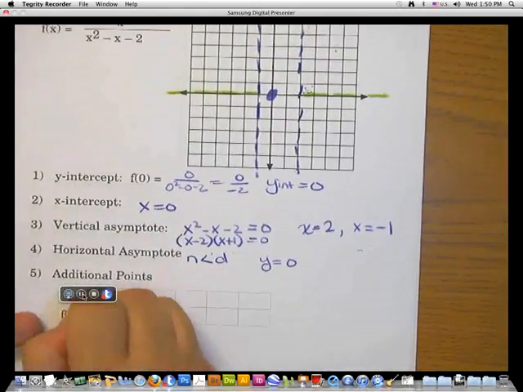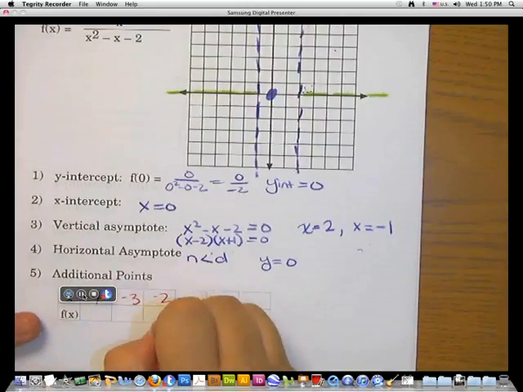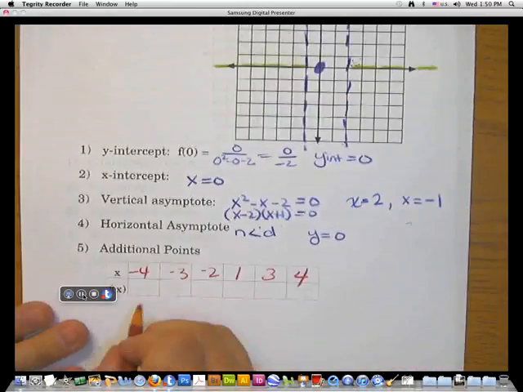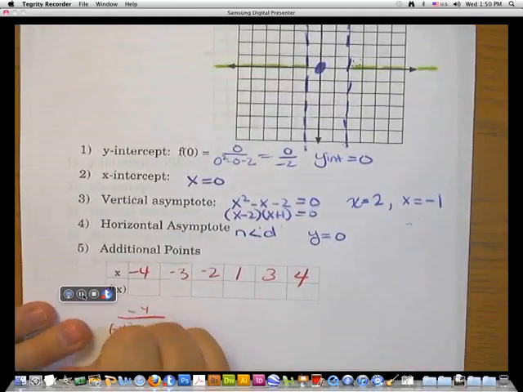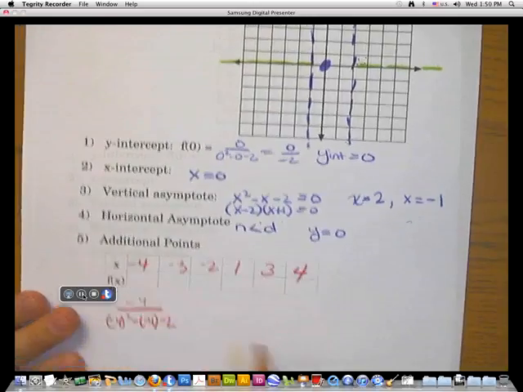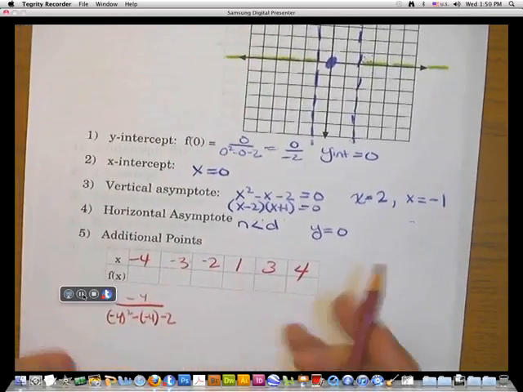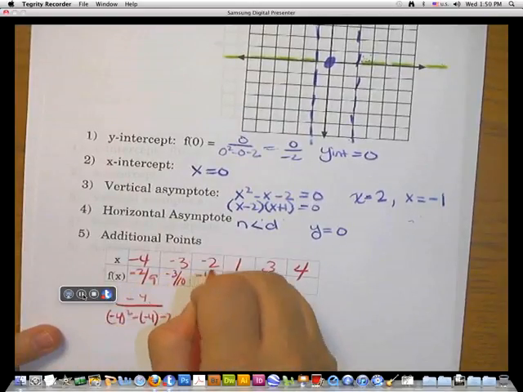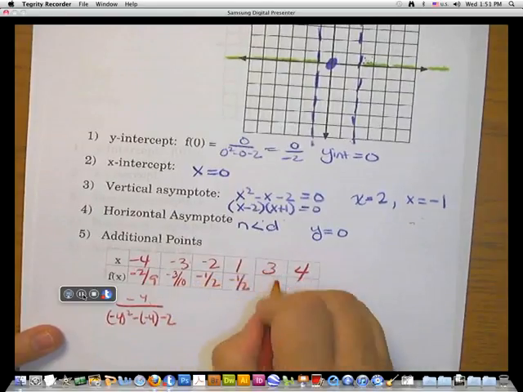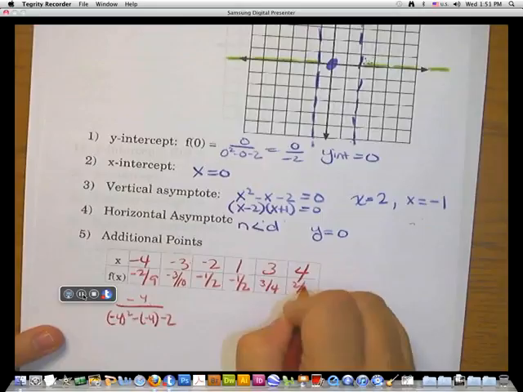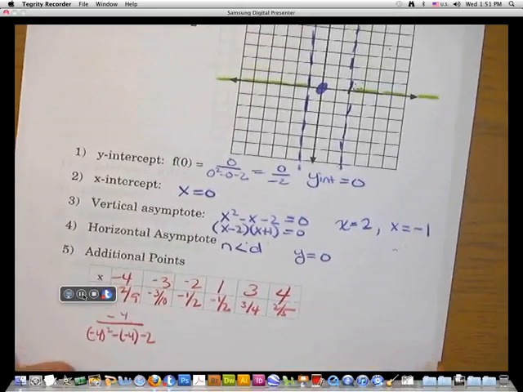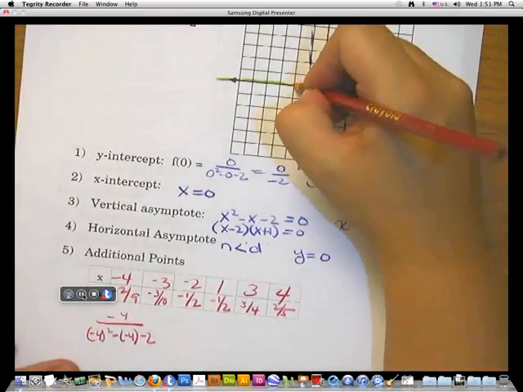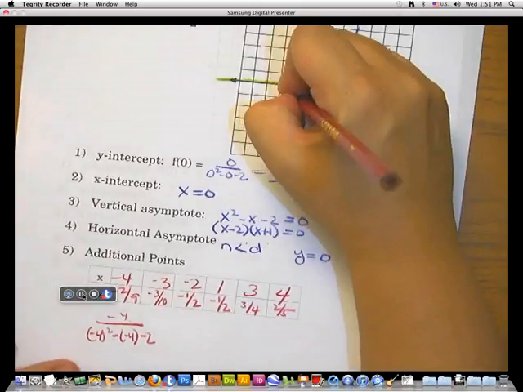And then we're going to pick some additional points. -4, -3, -2. Let's go 1, 3, and 4. So when I plug that in, -4, -4 squared, minus a -4, minus 2, and I do that for -3, -2, 1, 3, and 4, I should get -2/9, -3/10, -1/2, -1/2, 3/4, and 2/5.